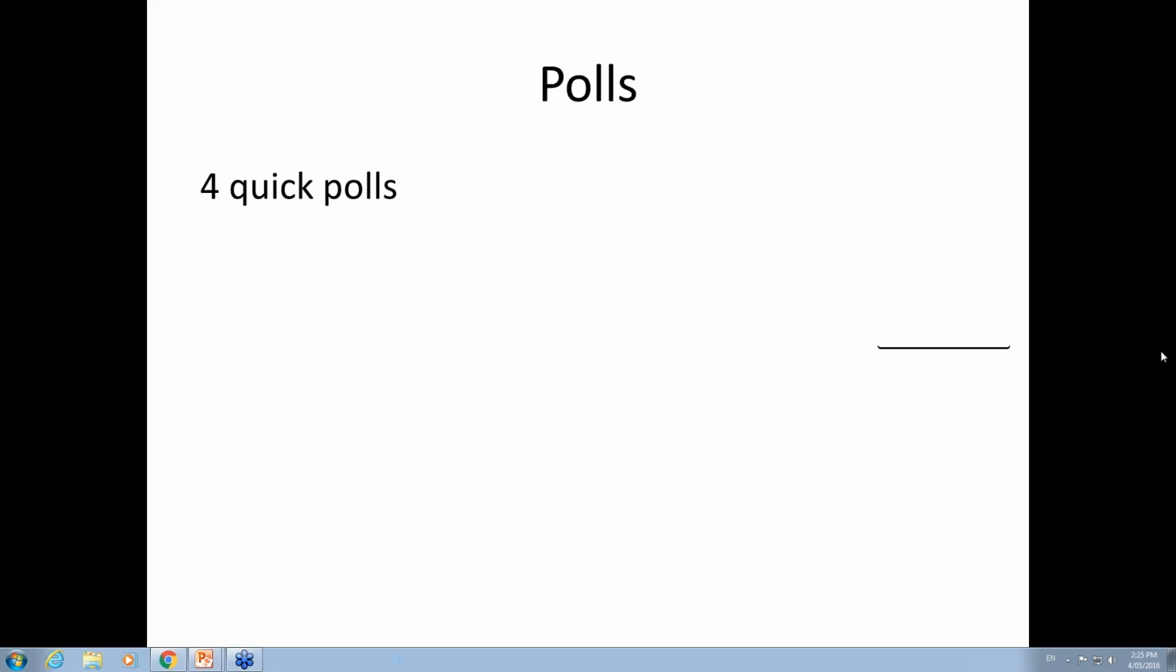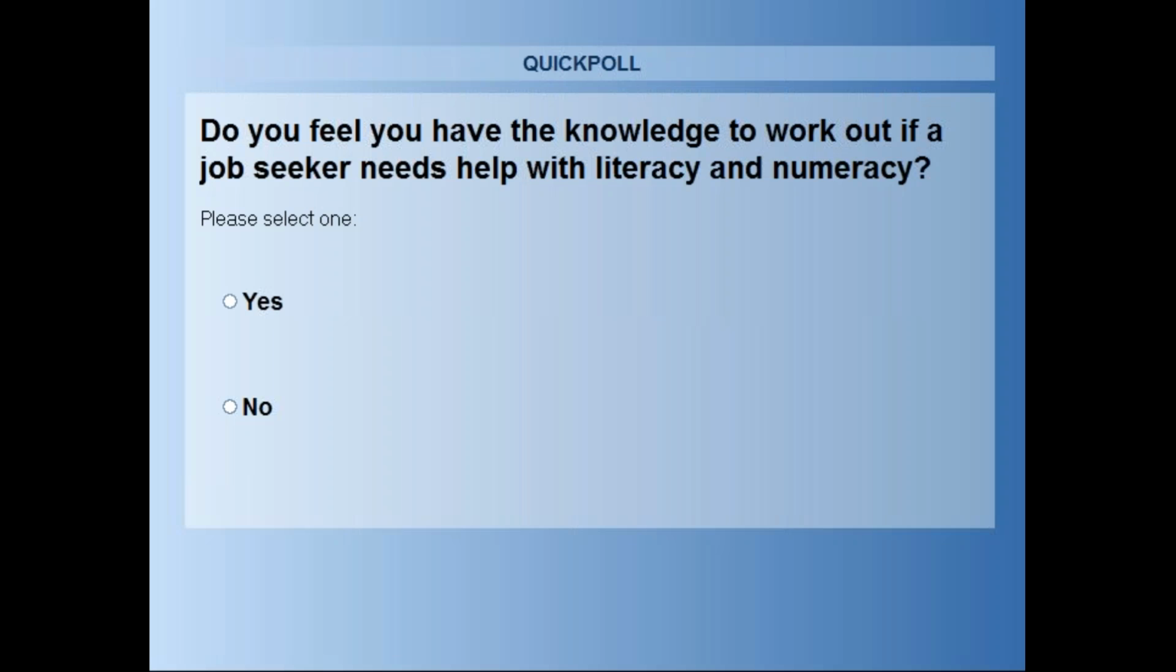Okay, let's move on to the second one. Again, this is for people online today who directly register. Do you feel you have the knowledge to work out if a job seeker needs help with literacy and numeracy, yes or no?